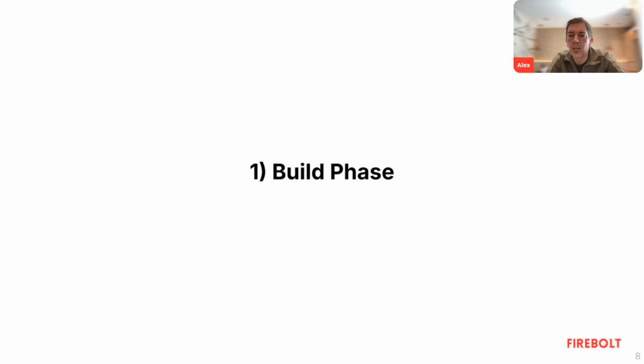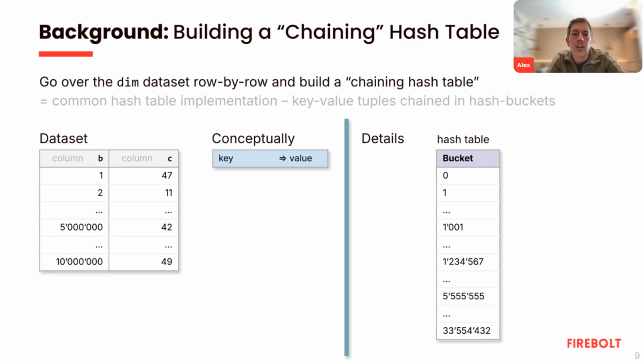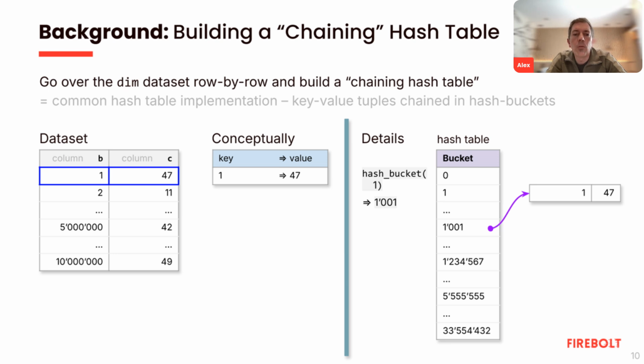So let's look in more detail at the build phase. What we're building here is a so-called chaining hash table. That's just one way one could implement it. In order to build it, we go over the dim data set row by row and build up this table on the right. In the middle, you see conceptually what we're building up. We're basically coming up with a map from column B to column C. So let's start. Let's say we go to row 1. We want to map key 1 to value 47.